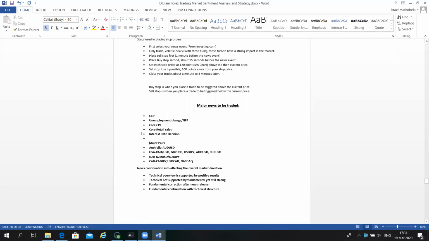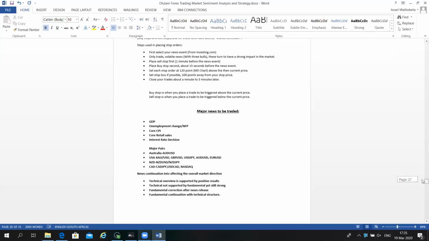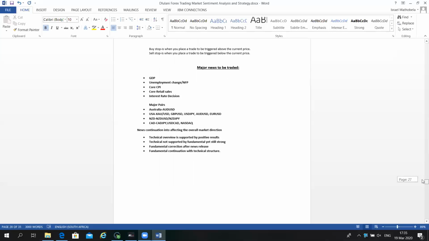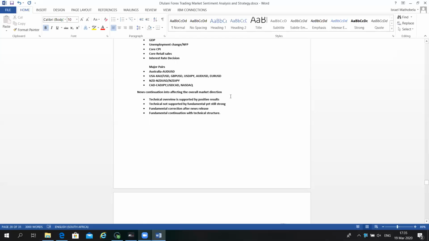For Australia, we suggest you trade AUD USD. For USA, it's gold, the pound against the dollar, the dollar against the Japanese yen, or Euro USD. For NZD, NZD-USD or NZD JPY. For CAD JPY, USD CAD, Nasdaq. Right? And the news continuation affecting the overall market direction.